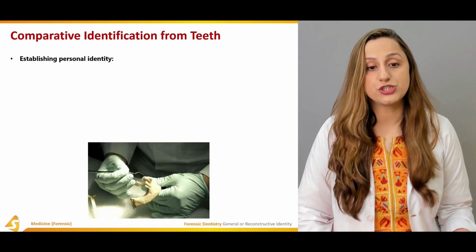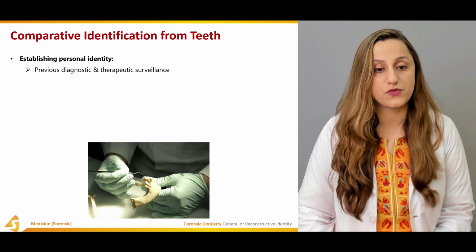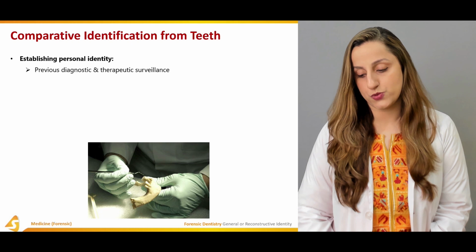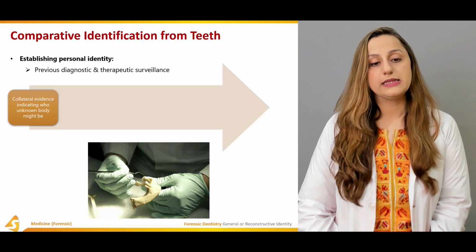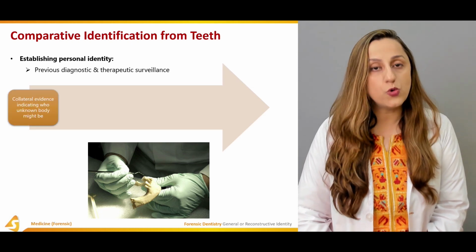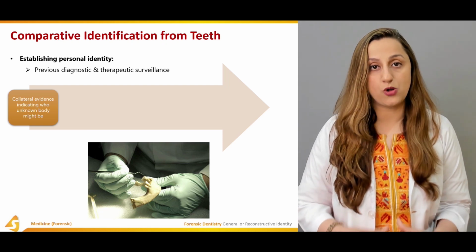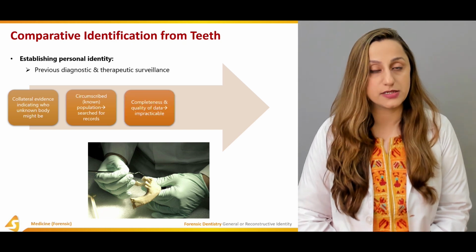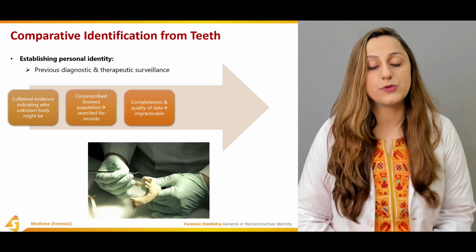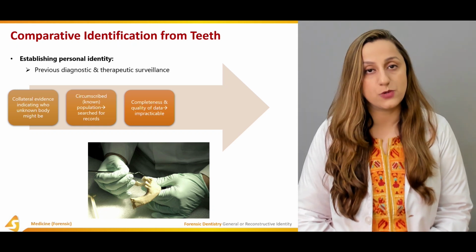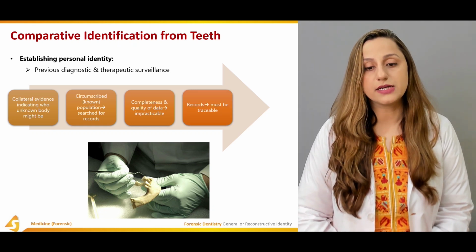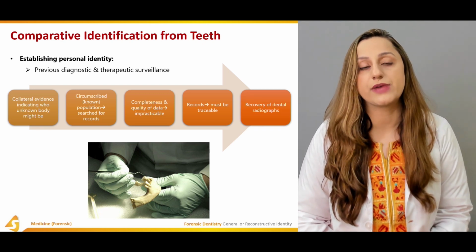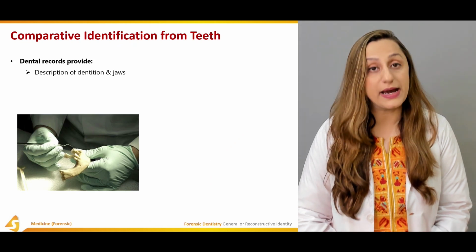It is very important to establish the personal identity of the person here. The previous diagnostic and therapeutic surveillance that was used is of critical value. The collateral evidence indicating who the unknown body belongs to is the mainstay. Circumscribed population search records are again very important. We can have the completeness and the quality of data, which is impracticable. And the records must be traceable as well. The dental radiographs recovered are also taken into account for the comparative studies.